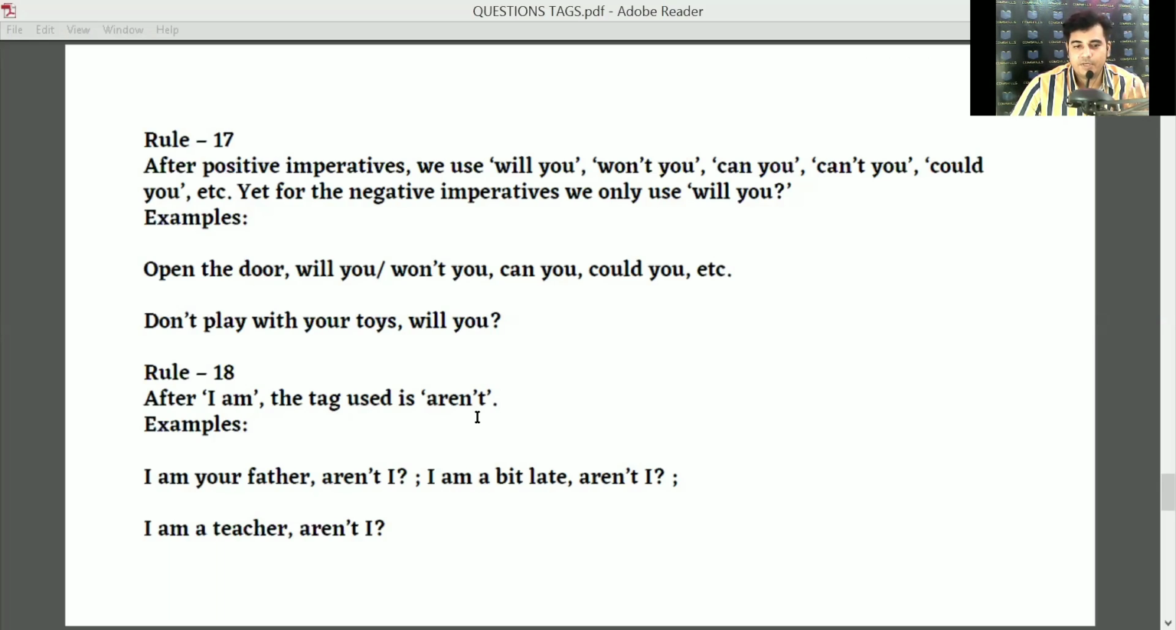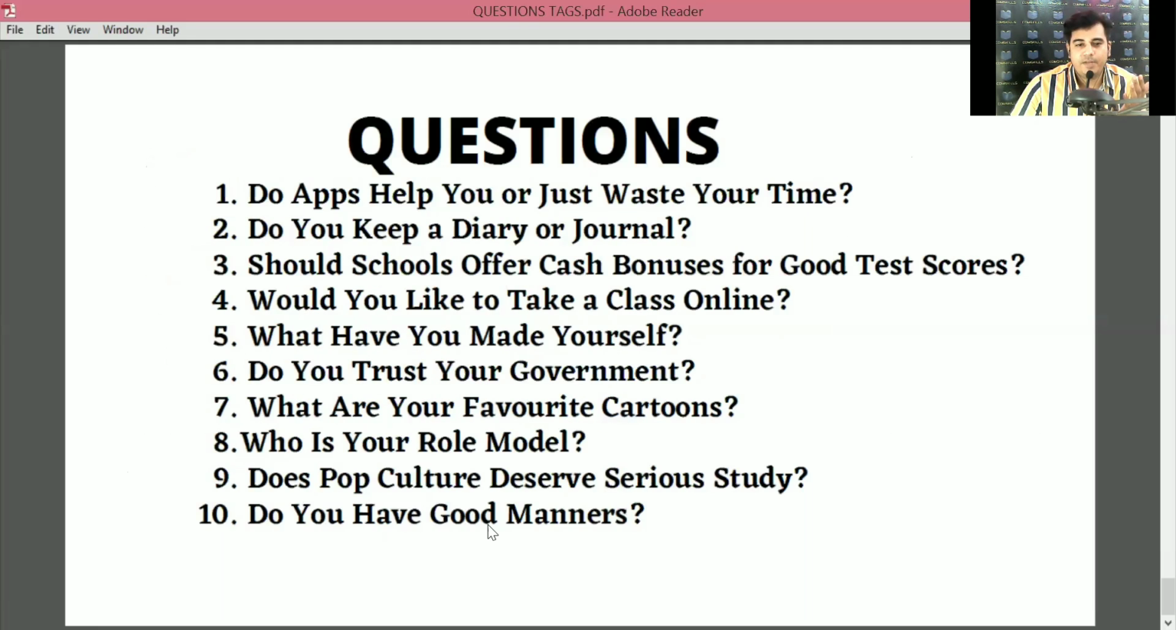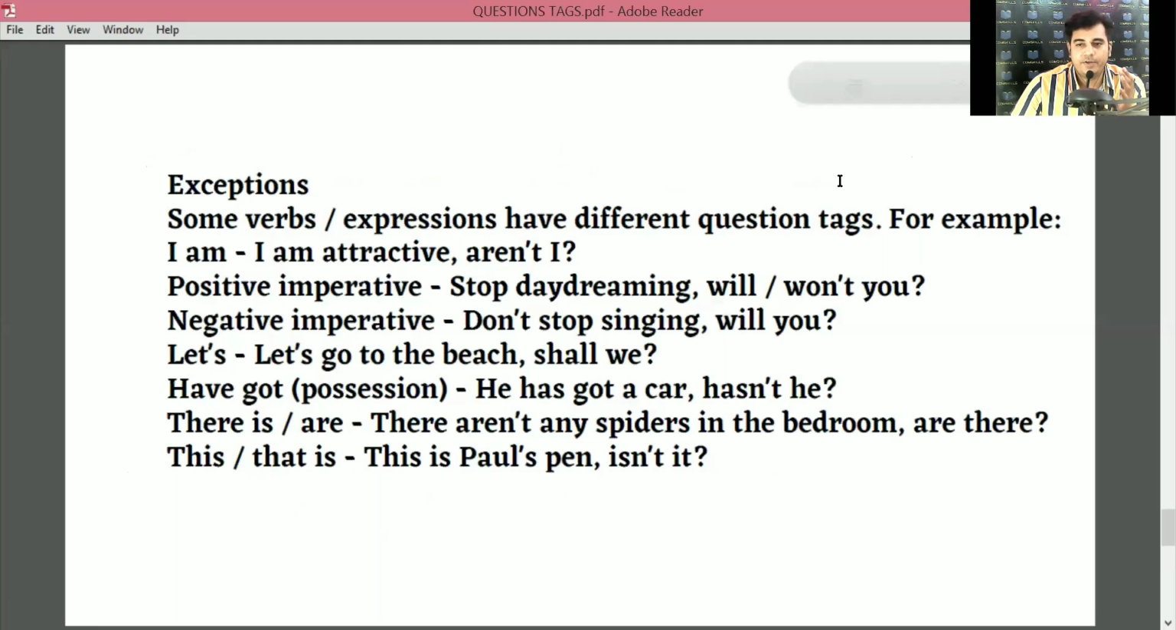So we speak in this way. I'm your father, aren't I? I'm a bit late, aren't I? I'm a teacher, aren't I? So we speak in this way. Yeah, aren't I? That's a way of explaining, or expressions, or reactions.